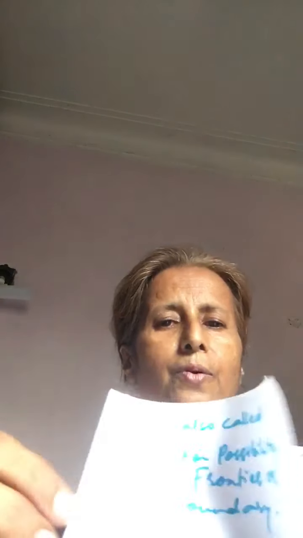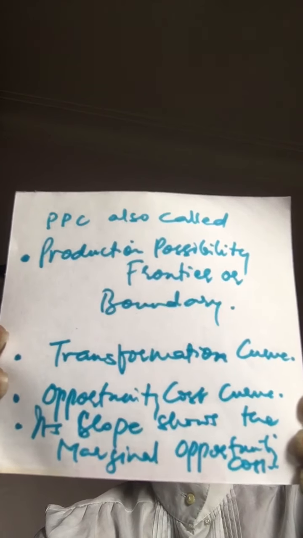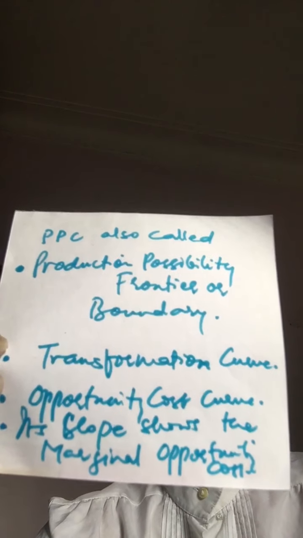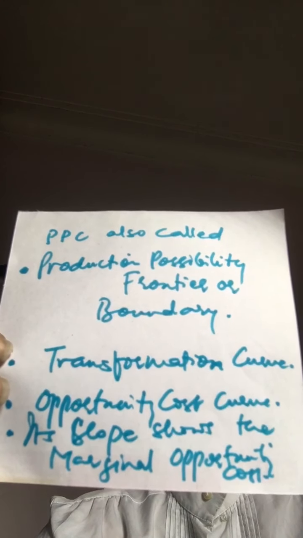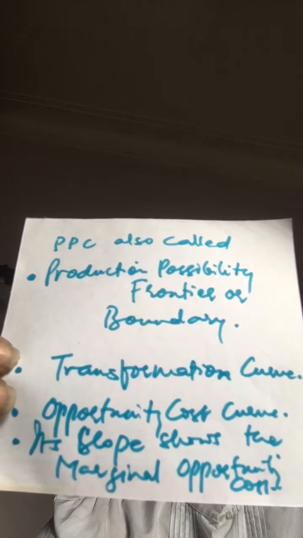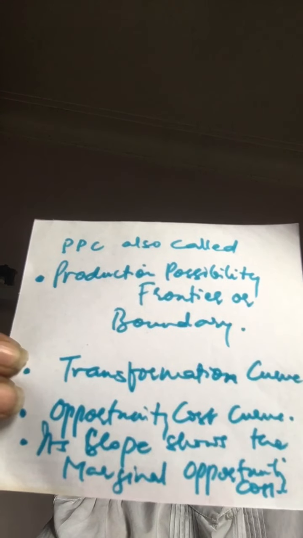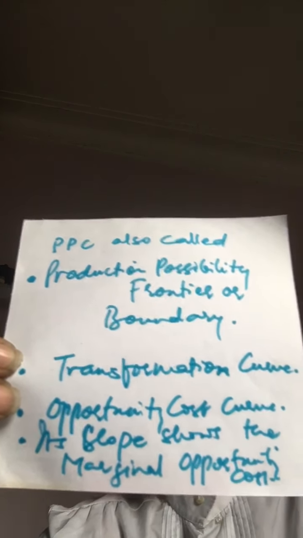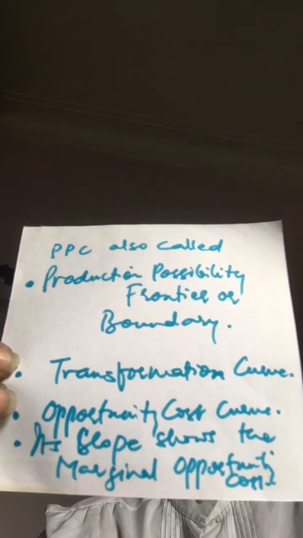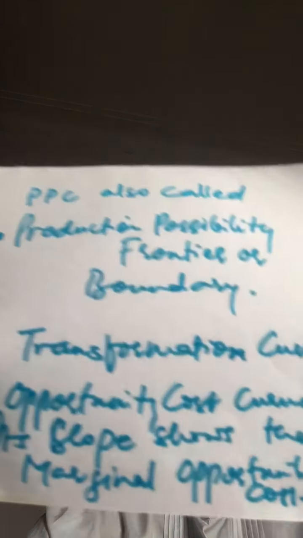We've already mentioned that it is also known as a frontier, a boundary, because you cannot cross it. And it's also known as a transformation curve. Why? Because as we move along the PPC, resources from one good are transferred to the production of the other good. So in a way, one good is transformed into the other good.